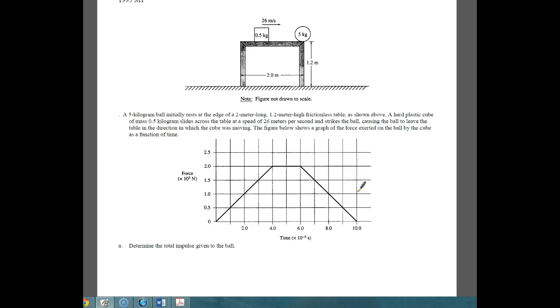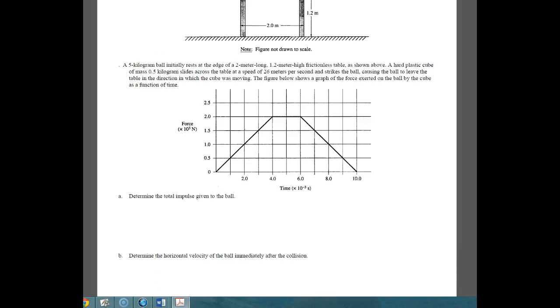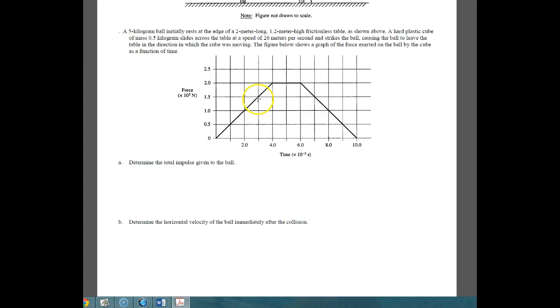The first thing they want us to do is find the impulse given to the ball. Remember, impulse is J, and that's equal to F delta T. We have a force and a change in time, and what we need to do is separate this into several different geometric shapes. Here we've got a really bad rectangle, and then two triangles, but you'll notice both triangles are the same. So J is equal to 1/2.